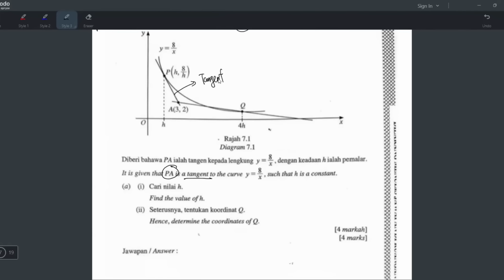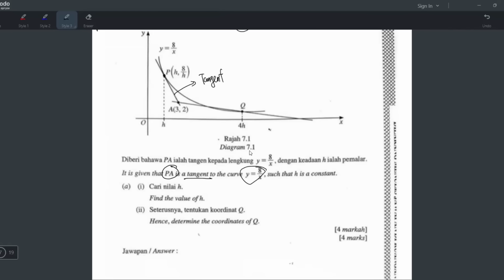What's the meaning of tangent? Tangent means this line touches the curve at one point only, and you can see the point is point P. We call this contact point the tangent point. What about this other line? They never mentioned, but you can use your eyes to know this is not a tangent, because it touches the curve at two different places. So this line is not a tangent, but this line is a tangent.